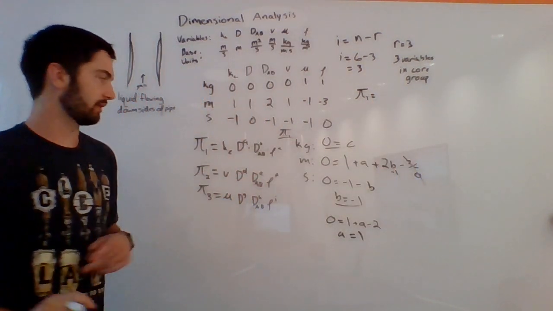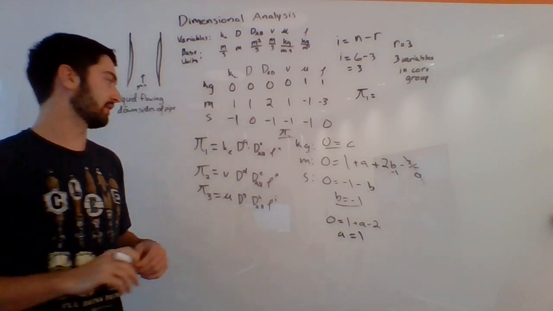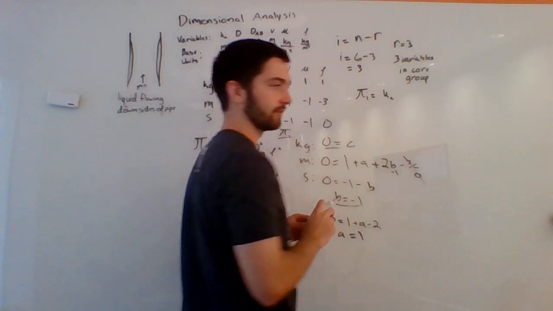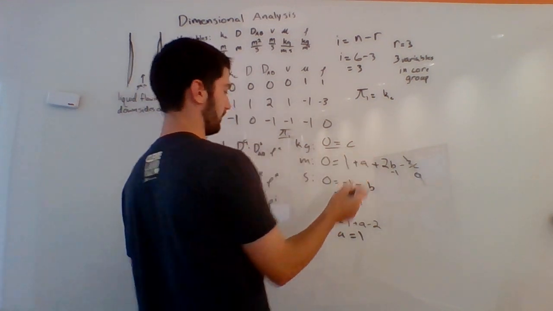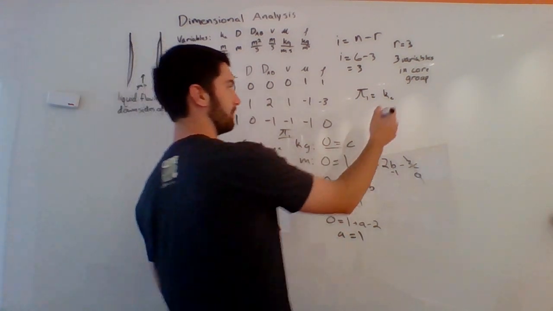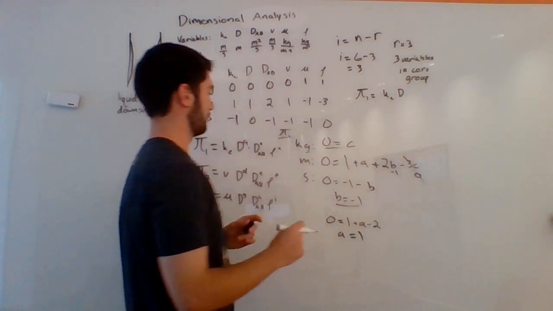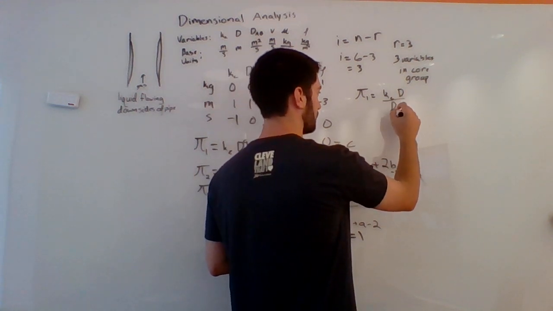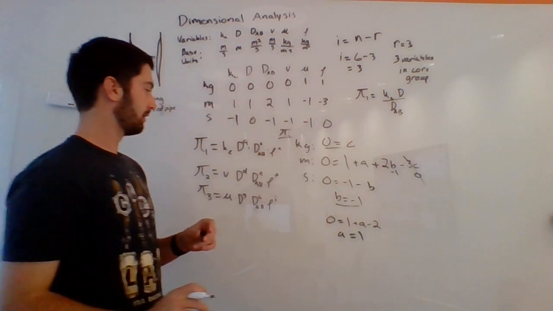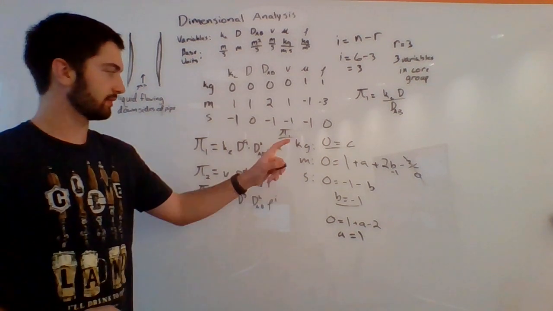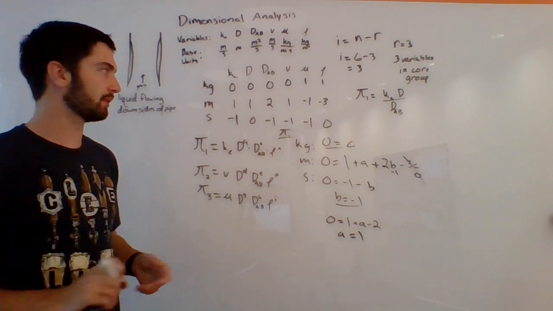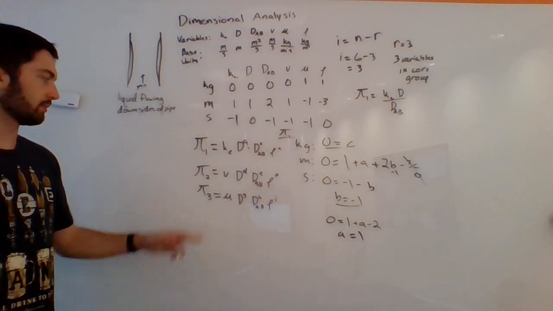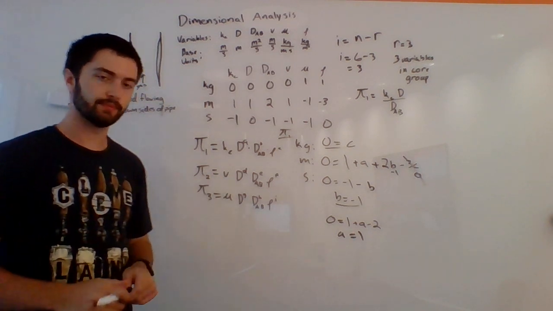So if I put the exponents into the equation we made for pi 1, I can say that pi 1 is equal to the mass transfer coefficient, since A is 1, times the pipe diameter, and B is negative 1, so divided by the mass diffusivity, and then C is 0, so density to the 0th power will always be 1, so it's not in this equation.